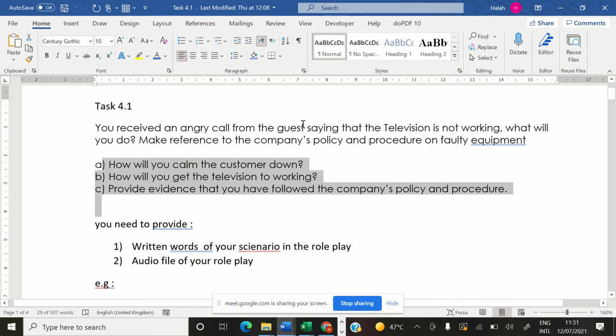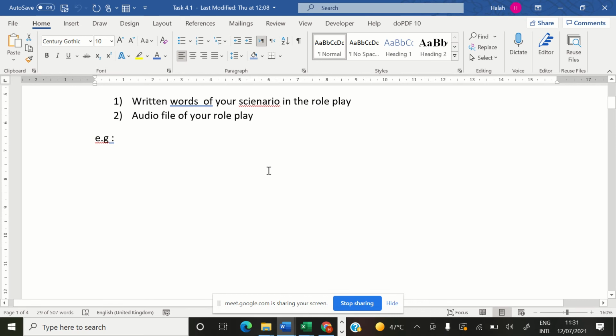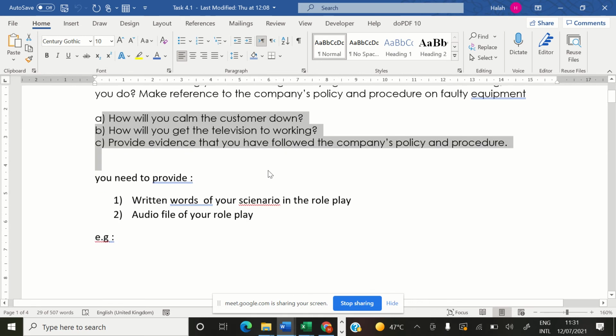You can change the complaint. There is more than one situation, but you have to do the same things for the task. So whatever the story behind the complaint, either the television or another one, I will explain it now. That's fine, but you have to provide the following points: calming the customer down, getting the complaint solved, and evidence regarding following the company's policies and the procedures.